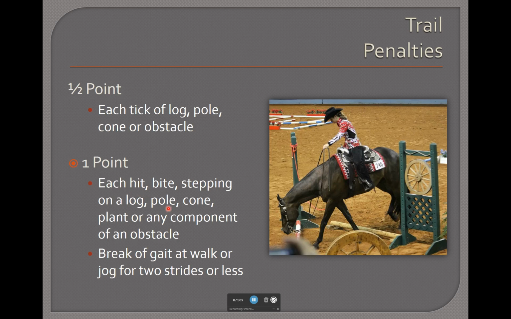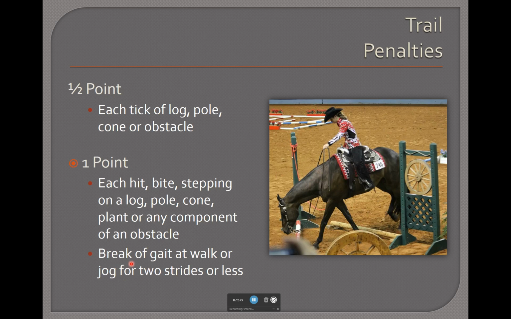Step on a log, step on a pole, step on a cone, step on a plant, or anything of the obstacles. Those are all 1-point penalties each and every time that they do that. So this horse, if he would step on this log, step on the standard of that, would be a 1-point penalty every time that they do it.